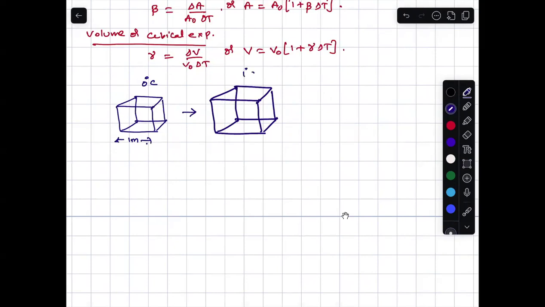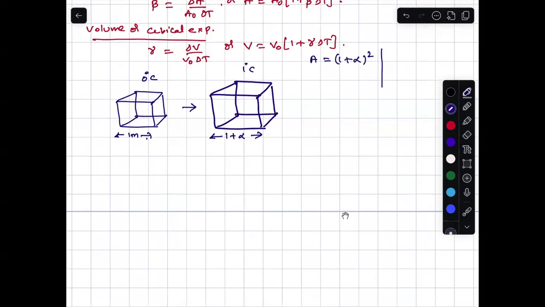Now I have raised this to 1 degree centigrade. Can you please help me in writing the side right now? Isotropic material means dimension expansion is equal in all directions. So what should be the length? 1 plus alpha. Now what is the final area? 1 plus alpha square. What is the final volume? 1 plus alpha whole cube.